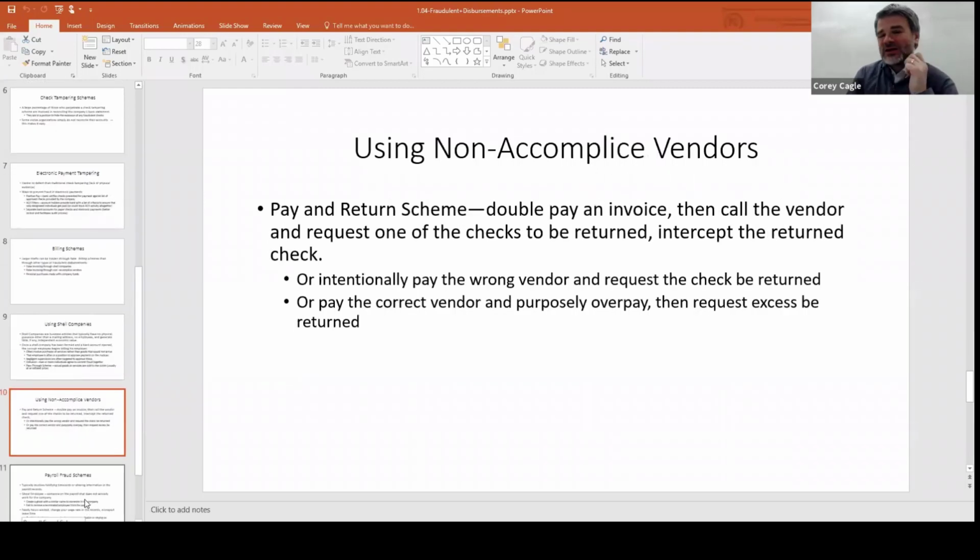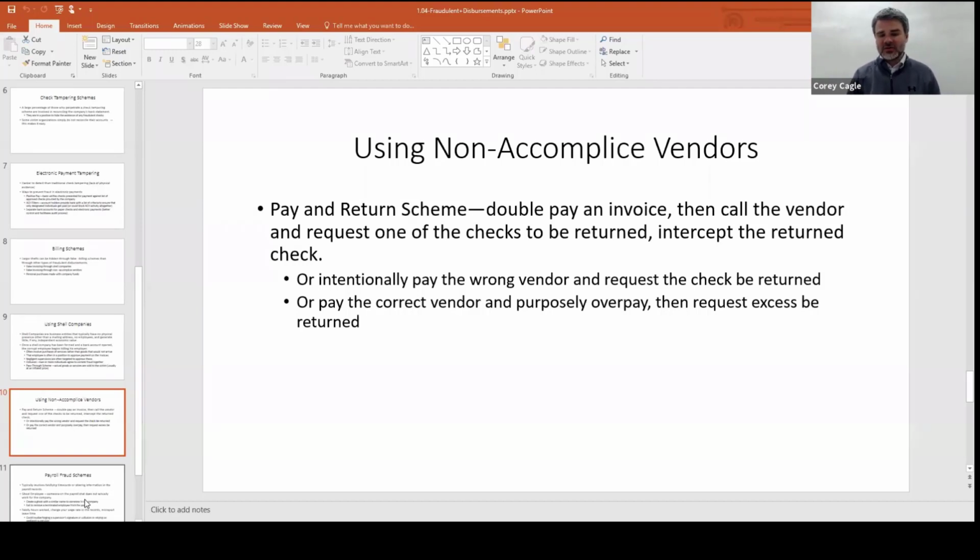Pay and return scheme, that was one of our example questions from the website a week or 2 weeks ago. They gave an example and said, this is an example of what type of scheme. It was pretty descriptive of what was going on: you double pay an invoice, call them and say, hey, send that check back, we paid you twice, and they do, and you pocket it. Pay and return, that's what it's called.